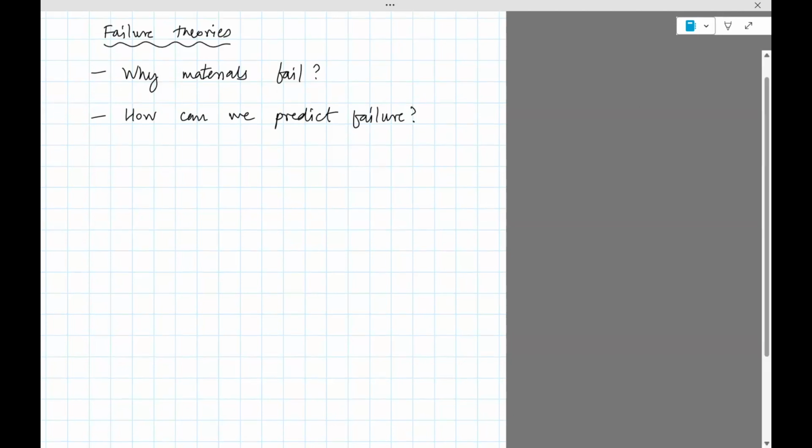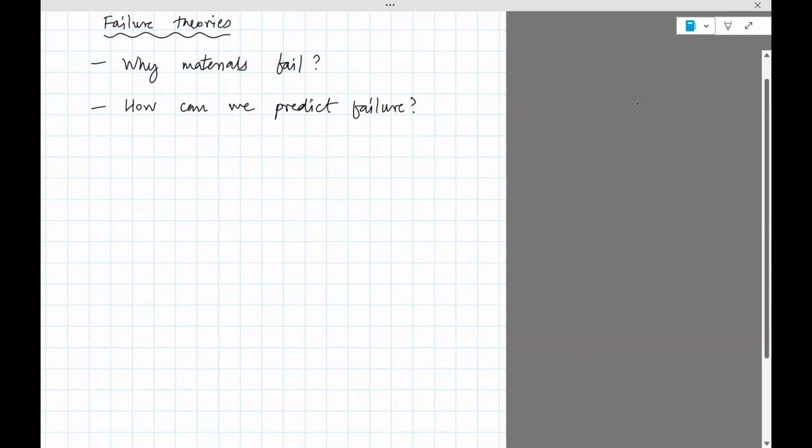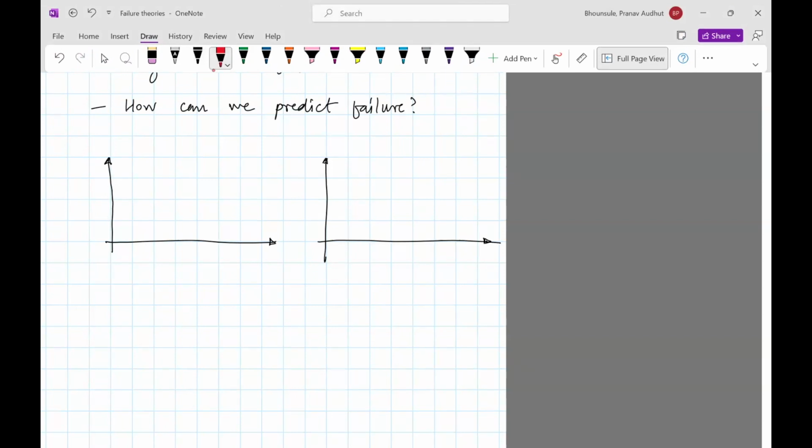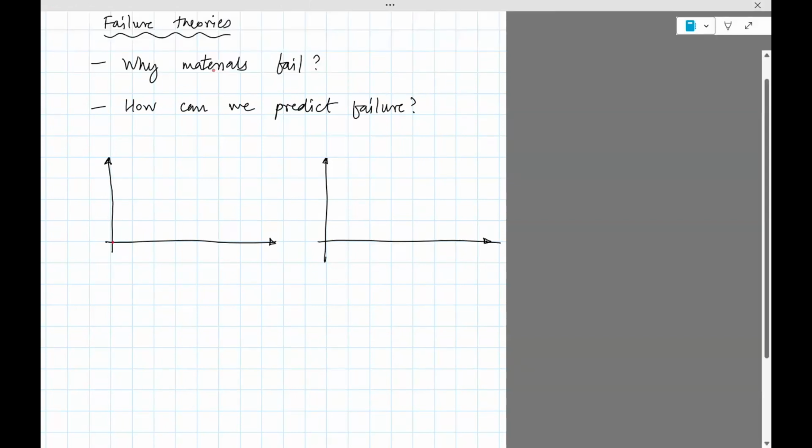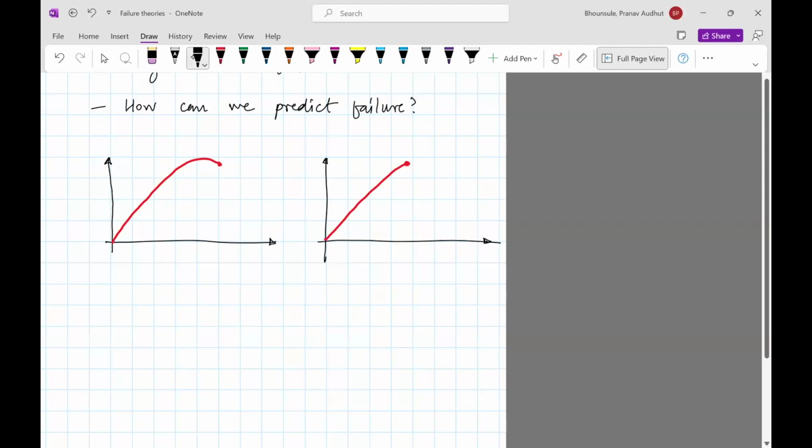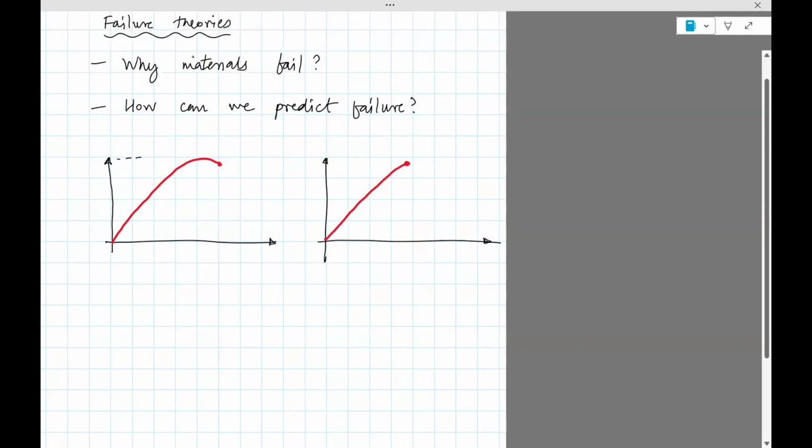So why material fails, we've seen this. I'm not going to give an explanation on the microstructure and things like that. We're only interested in an empirical way of figuring things out. We basically take the material, we subject it to a tensile test, we make a plot of sigma versus strain. And then when we do that, we see there are pretty much two ways in which they fail.